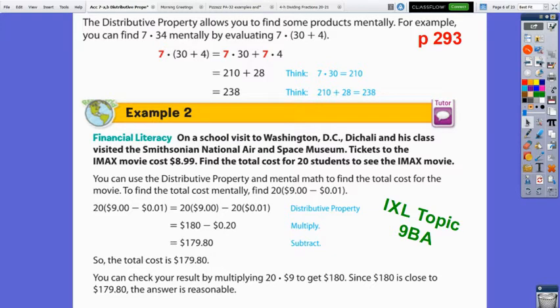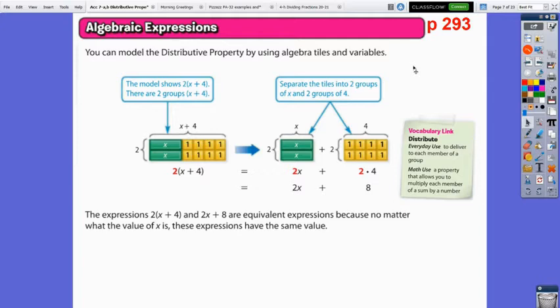The bigger focus for us is algebraic expressions using the distributive property. So an algebraic expression has variables in it, not just numbers. We can model algebraic expressions. I don't know that we've done this previously, using what are called algebra tiles. We have these long sticks to represent your variables, x in green, or if it is on the red side, negative x, and then little squares to represent numbers.